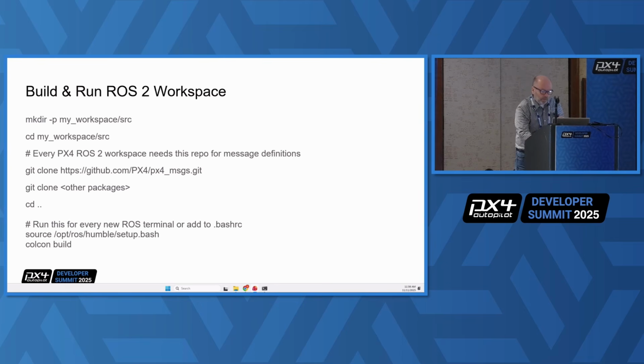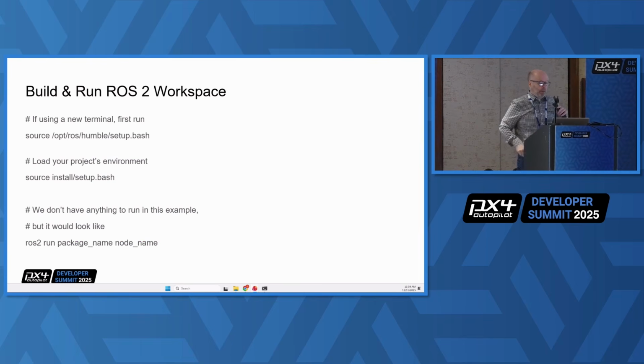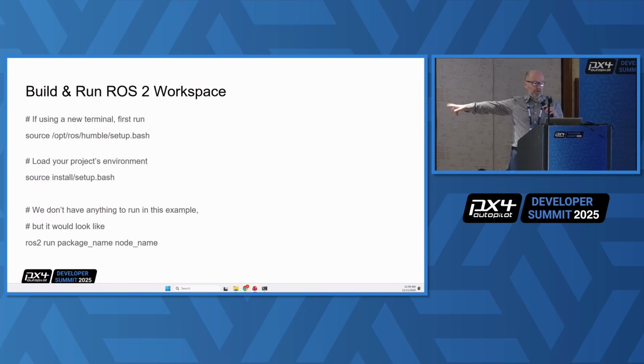So if everything works okay, colcon takes a little bit to build, so you should end up with kind of a tree structure like this. Okay, then we want to make sure that we build and run a ROS2 workspace. And right at the end, what we're going to do is just do ros2 run whatever the package name is.